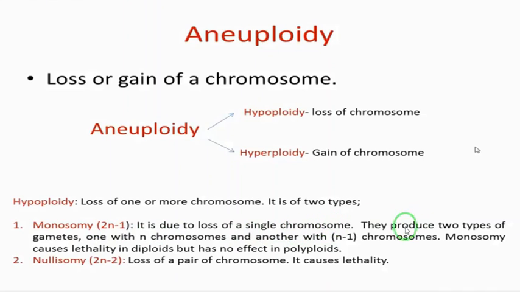Monosomy produces two types of gametes, one with n chromosomes and another with n minus 1 chromosomes. Monosomy causes lethality in diploids but has no effect in polyploids. Lethality means the capacity to cause death. Second type, nullisomy, 2n minus 2, loss of a pair of chromosomes. It causes lethality.